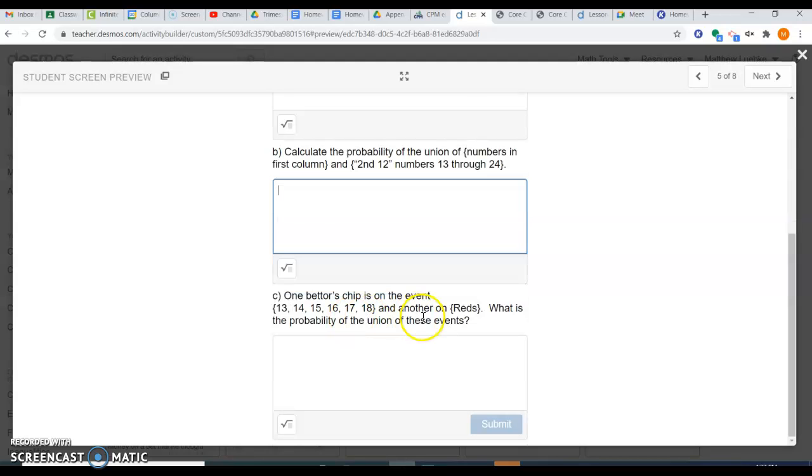Okay, same kind of thing for part C. All right, you have the bettor's chip on the event of 13, 14, 15, 16, 17, 18, and the others on reds. What is the probability of the union of these events? Again, these are a little more difficult. If you need help, reach out.